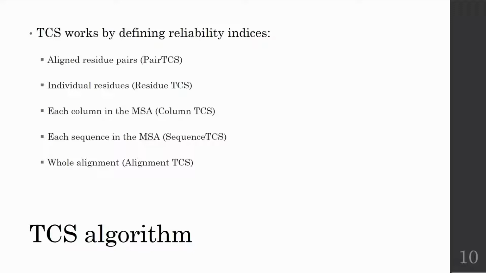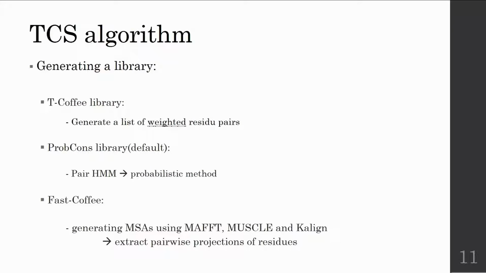Now TCS works by defining reliability indices, so we're going to see what the reliability is of residues, of columns, of the entire alignment, and of these residue pairs that are created in this library. So first of all, again, because it is an extension of tCoffee, it also first generates a library. You can do this using the tCoffee library, but the default is using a propcons library, which uses a pair hidden Markov model, which is a probabilistic model.